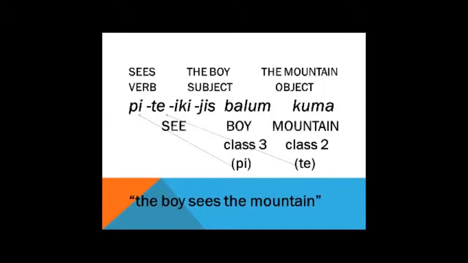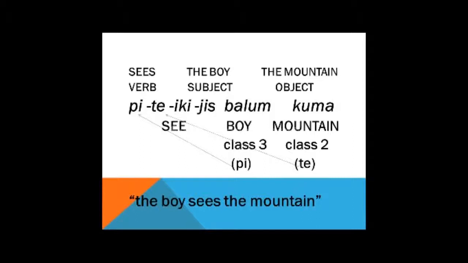Okay, and then we have a look at the object, kuma, mountain. The mountain is receiving the action of the verb, so it's the object, it's what's being seen. It belongs to noun class 2. Nouns in this noun class describe layouts or objects that are angular or large. A mountain is large, and it fits into noun class 2. The prefix for noun class 2 is che. And you can see the second component of the verb.